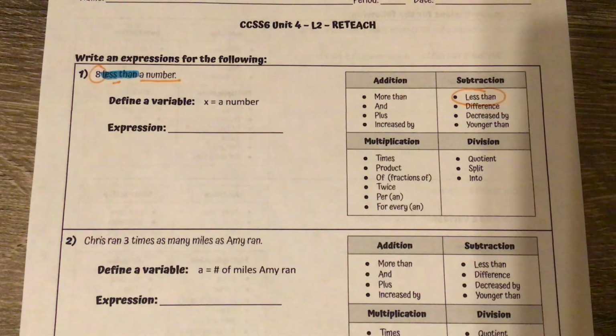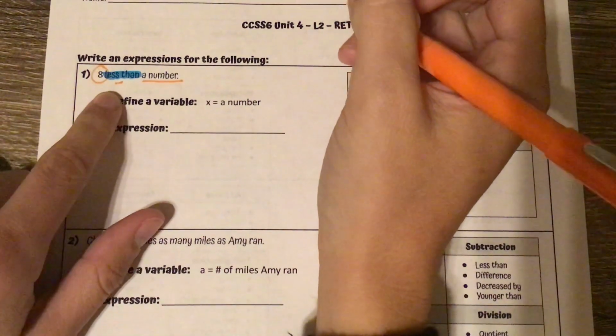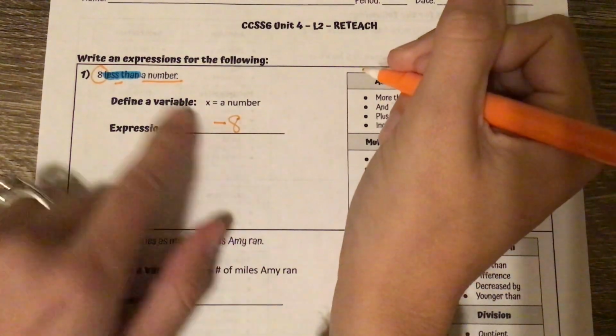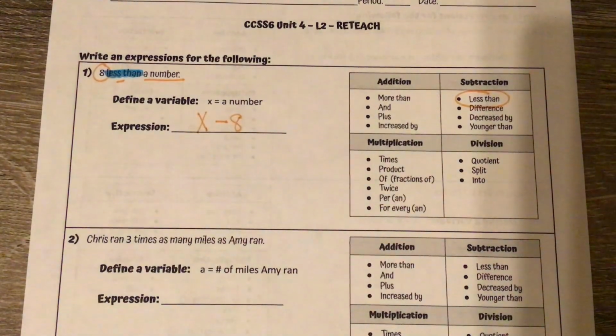Less than with subtraction, anytime we say that, then, younger than, less than, more than, greater than, it goes after. So 8 less than is not 8 minus, it's minus 8. It's less than something. What is it less than? It's less than our unknown number.